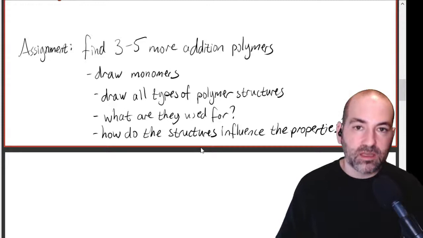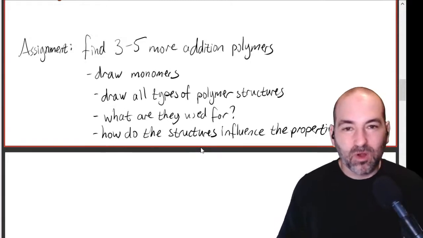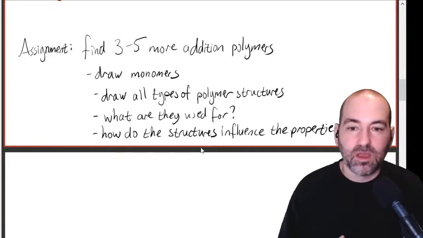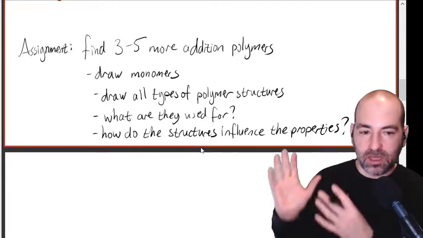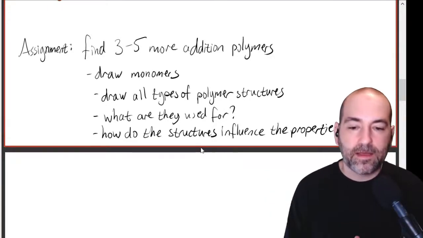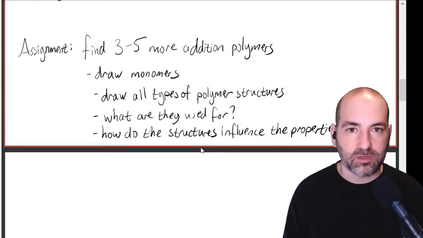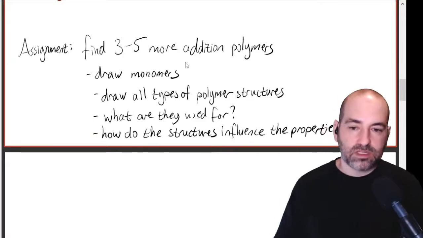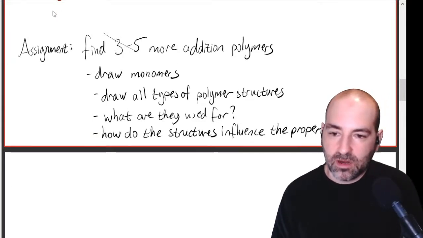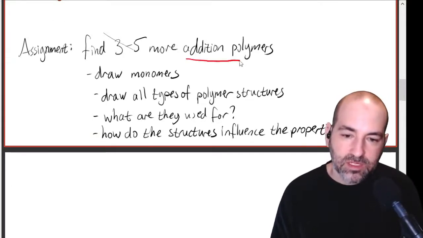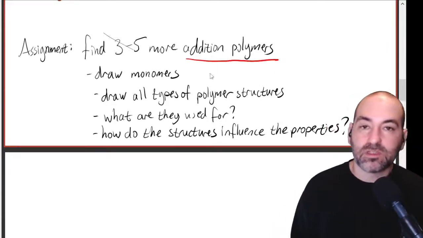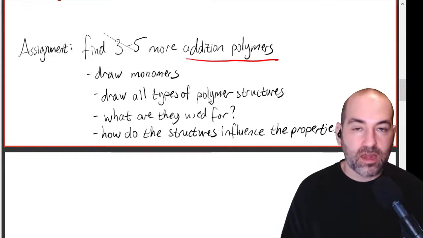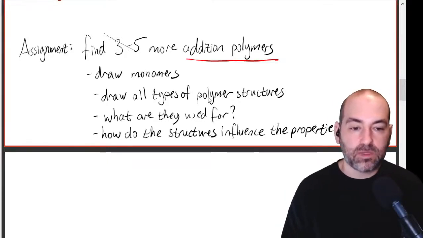Because I think what you're going to see is the structures all basically look more or less the same with a little change in whatever's coming off. So the structural part should be relatively easy to draw just based on looking at what we've done here. So why do those little changes matter so much? How do those affect the properties? And just as a little bit of a warning here, not really a warning, but make sure that these are actually addition polymers. There's lots and lots of all kinds of polymers, and we're going to look at a whole different category called condensation polymers next week.